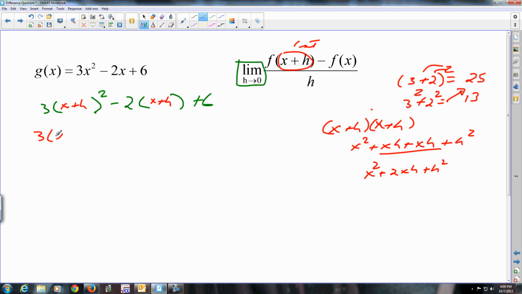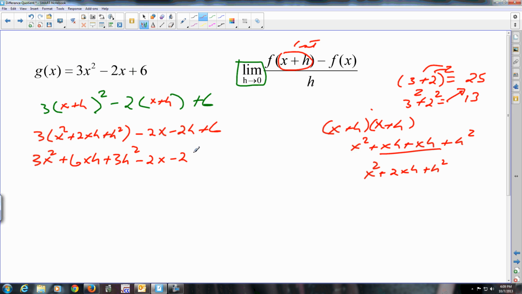So 3 times x squared plus 2xh plus h squared, minus 2 times that stuff, plus 6. Distribute the 3 in. 3x squared. Whoops. Sorry for the mistake. 6xh plus 3h squared. And then this stuff is going along for the ride because you did it in the last step. Okay? That is just the first step.